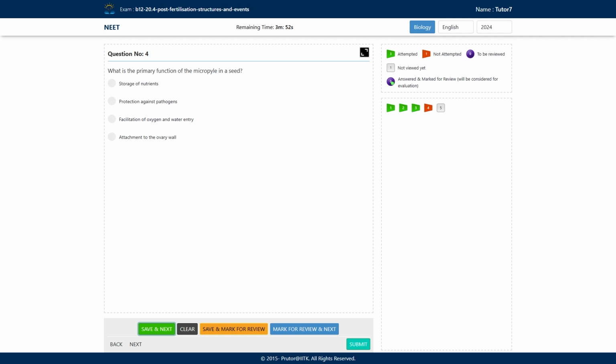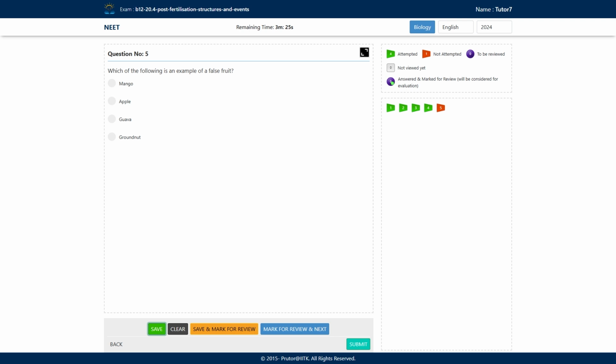Attachment to the ovary wall. Micropyle is not there for the attachment with the ovary wall. That is done by the funicle, and the placenta is there. So the correct option is option C, facilitation of oxygen and water entry. That is the function of the micropyle in a seed. So we will save and move to our last question.